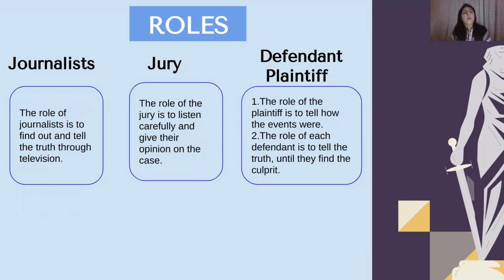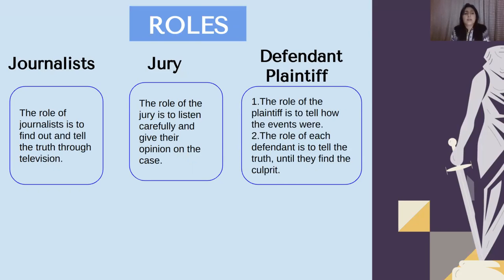The role of the journalist is to find out and tell the truth through television. The role is to speak and ask everyone involved in the case. The role is also to write everything they were told to make a summary, and then tell what the story was like.